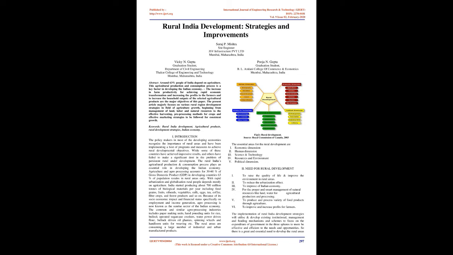The common and similar agro-processing industries include paper-making units, hand-pounding units for rice, bullock-operated sugar-cane crushers, water-power-driven flour mills, bullock-driven oil ghanis, spinning wheels, and hand-loom units for weaving, etc. The rural areas are consuming a large number of industrial and urban manufactured products.